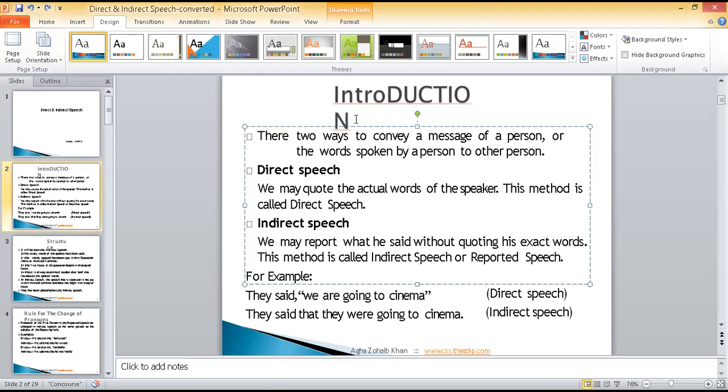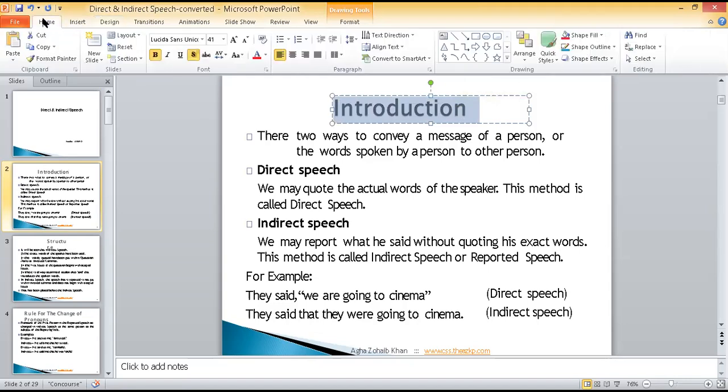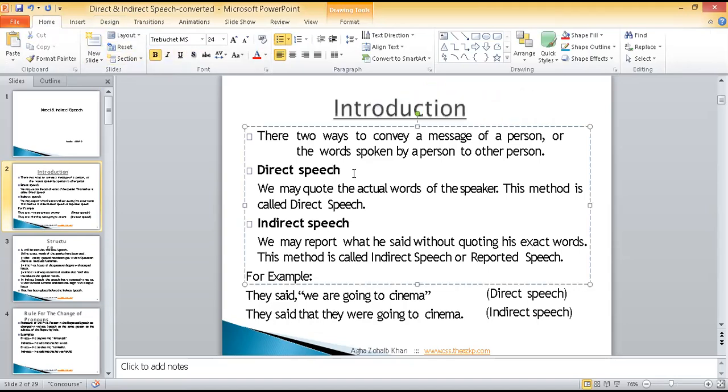Okay, so let's see this direct and indirect speech. It's primarily the definition of direct and indirect speech, where we will see how direct speech is different from indirect speech. The majority of you know it, and since I have already explained it, I guess you should know that the actual words of the speaker are known as direct speech.